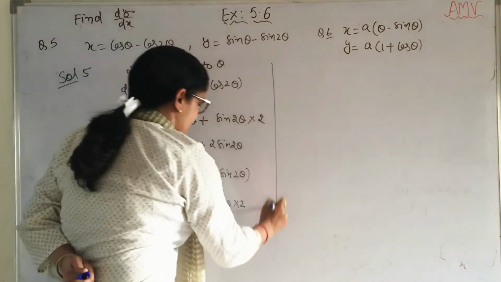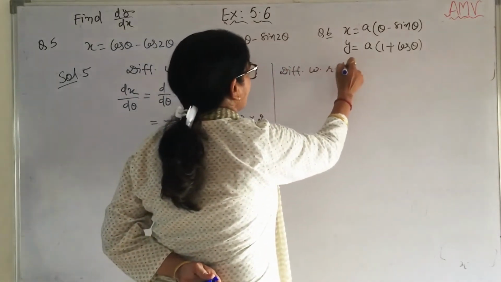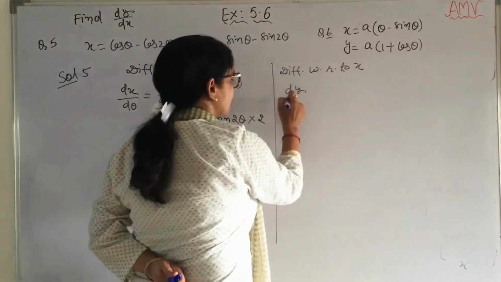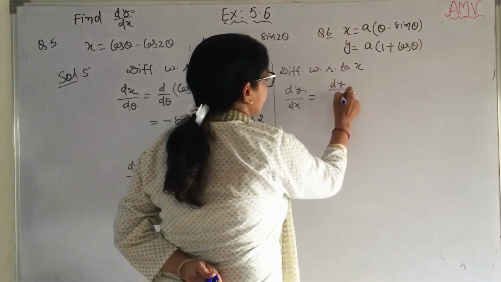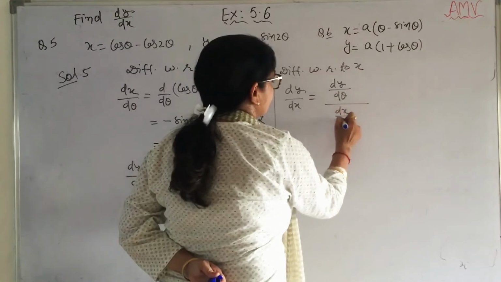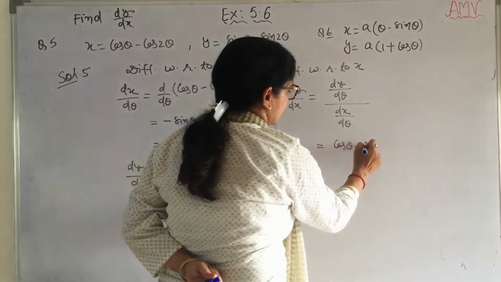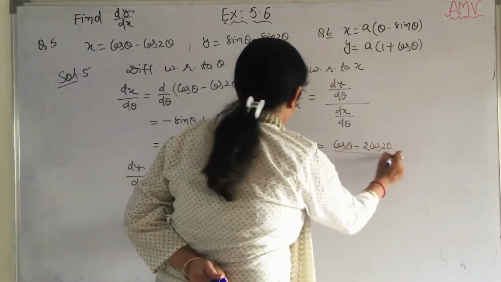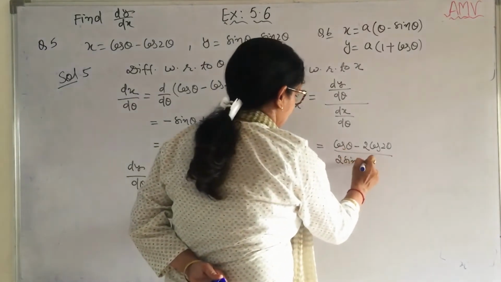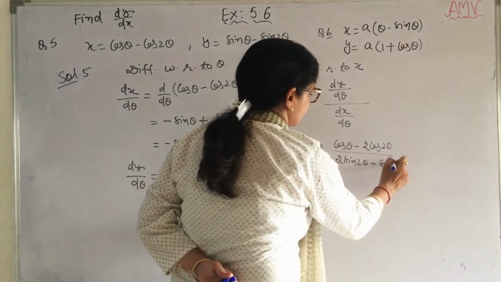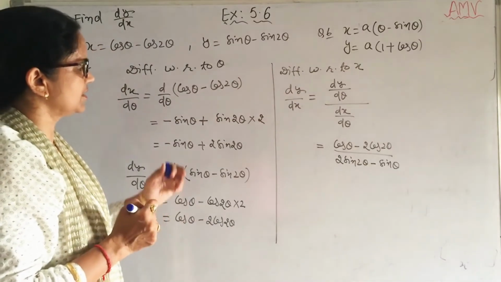And in the next step, find differentiation with respect to x. It means dy by dx. Okay, so you have to write dy by d theta and here dx by d theta. And now substitute the values. Cos theta minus 2 cos 2 theta, and here it is 2 sin 2 theta minus sin theta. Okay, it is the answer of this question. And now move for the next question.